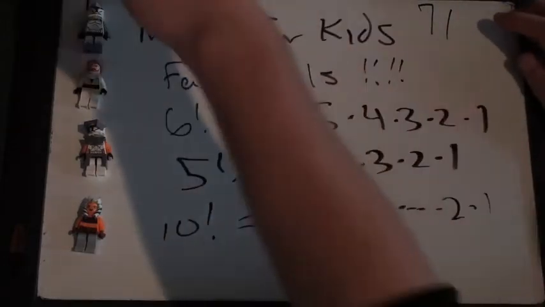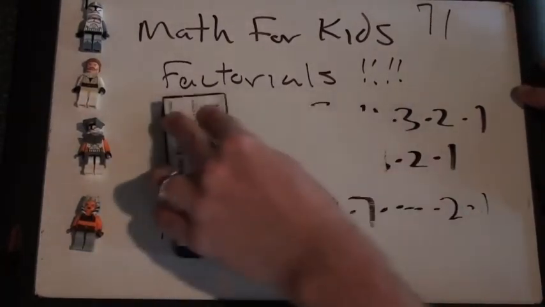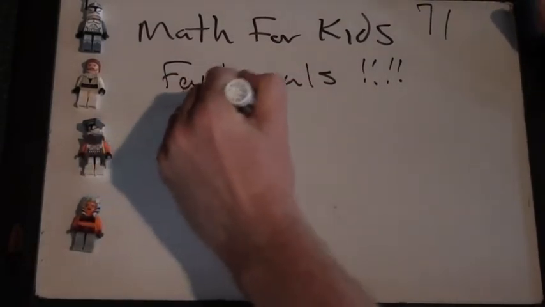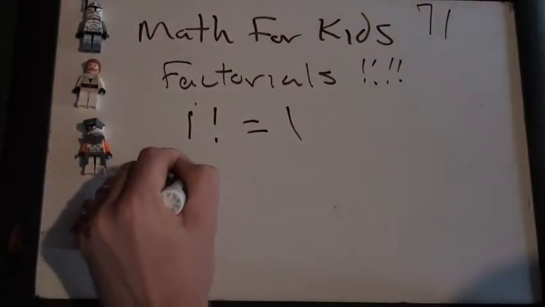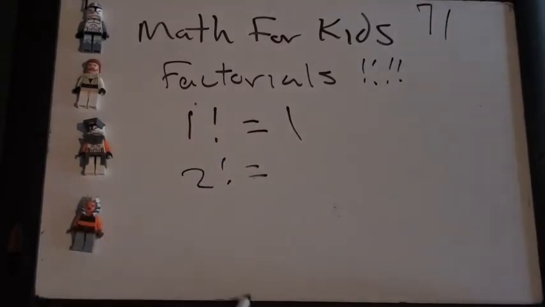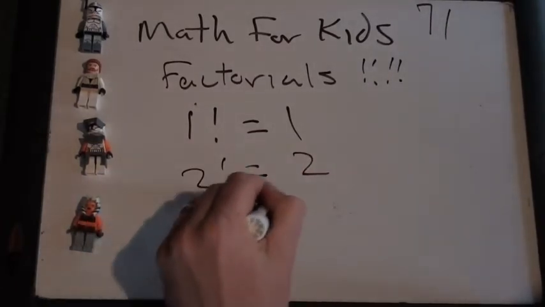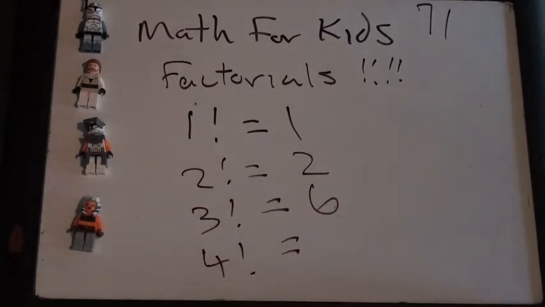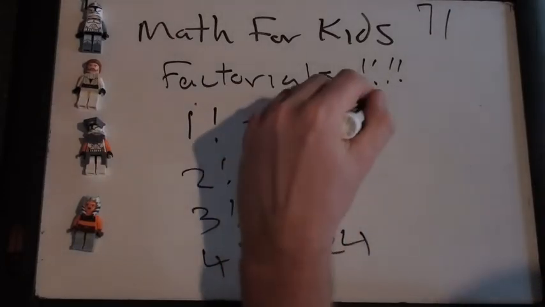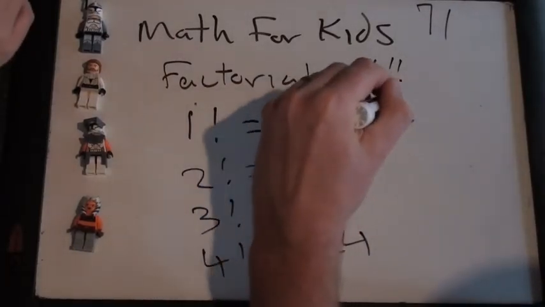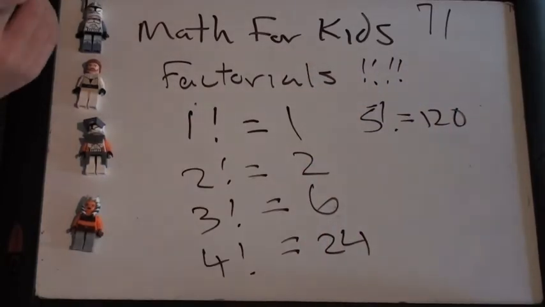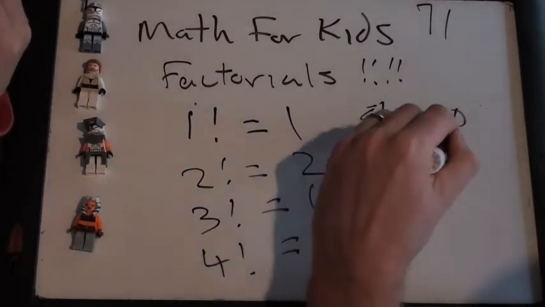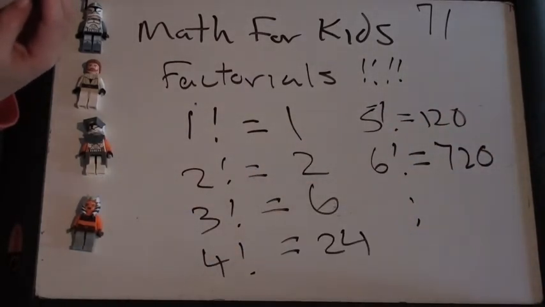Let's see what we can learn about factorials quickly. What's the first thing we notice? 1 factorial is just 1. 2 factorial, which is 2 times 1, is 2. 3 factorial, which is 3 times 2 times 1, is 6. 4 factorial, which is 4 times 3 times 2 times 1, is 24. 5 factorial is 120. 6 factorial, which is 6 times that, is 720. So they get big really fast.